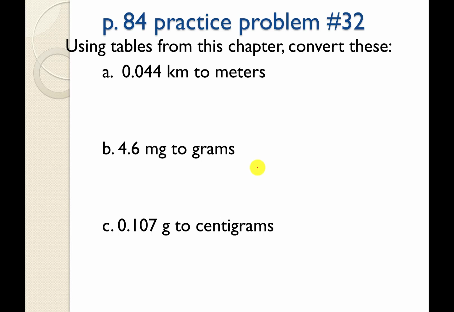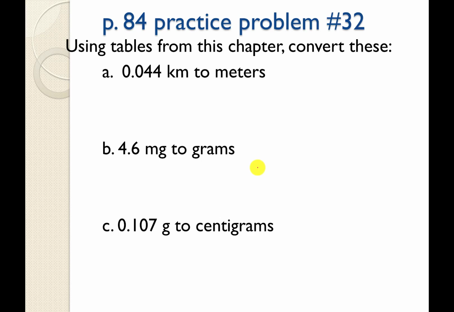These are fun ones. So on this one, we have to convert 0.44 kilometers to meters. Go ahead and work out letter A on the side. Actually, you know what? Since we're in the mode, do all 3 of these, and then come back and we'll work through all 3 of them together.